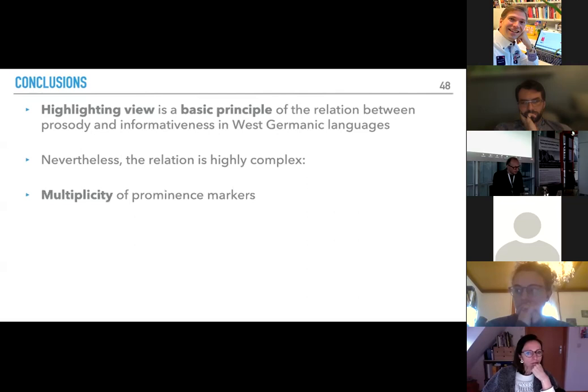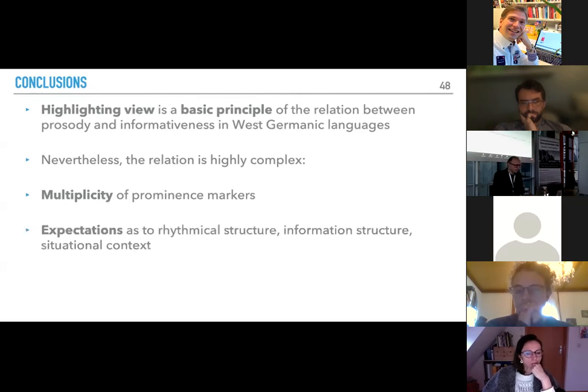So first of all, there are many, many different prominence markers to choose from. And these are not only prosodic in nature, of course. Secondly, several kinds of expectations influence the actual markings. So we have expectations of both speakers and listeners pertaining to rhythmical structure, information structure, or to a more specific situational context, as in Jennifer's and Timo's study.